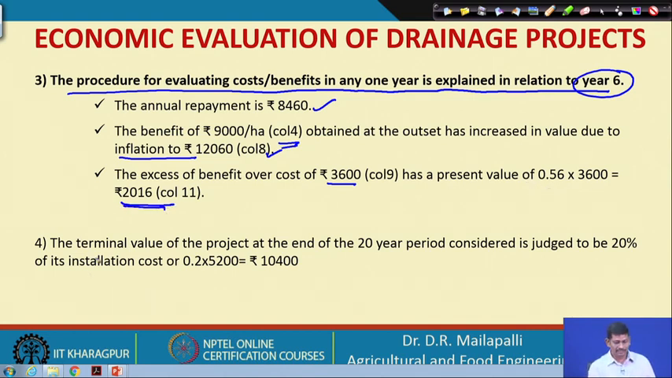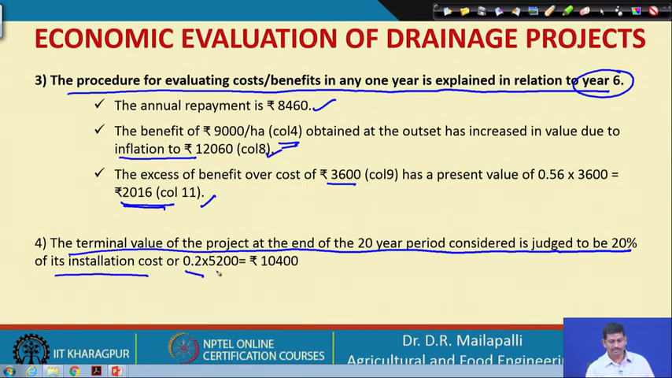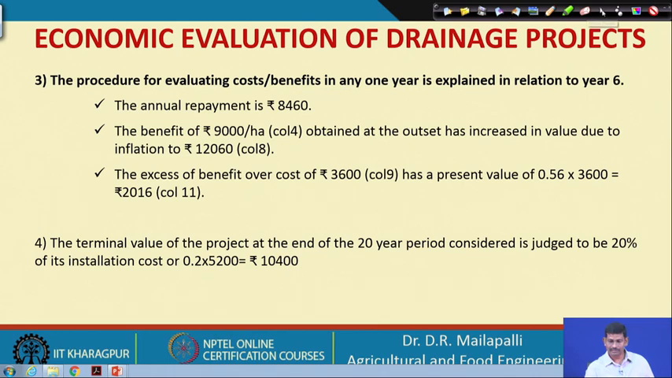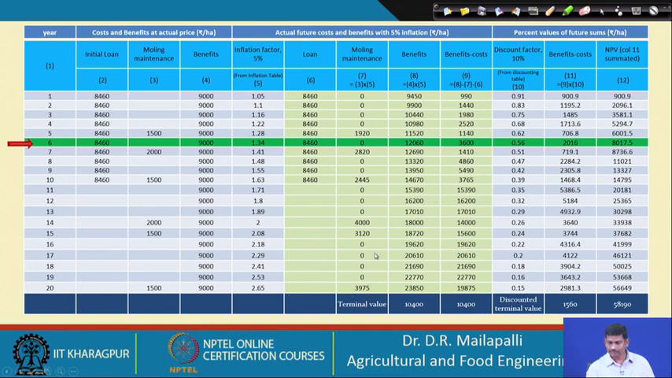So, if you observe this, the present value here. If you see column number 9, which is benefit minus cost, that is the present value. So, the terminal value of the project at the end of the 20-year period is considered to be 20% of its initial cost, that is 0.2 times 5,200, that is 10,400. If you see, let us see in the table, this is the terminal value.